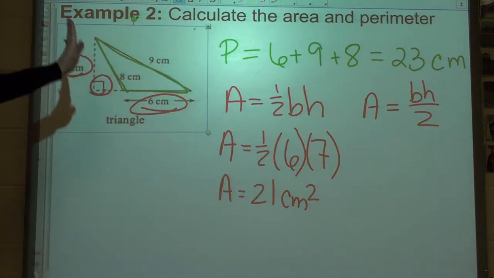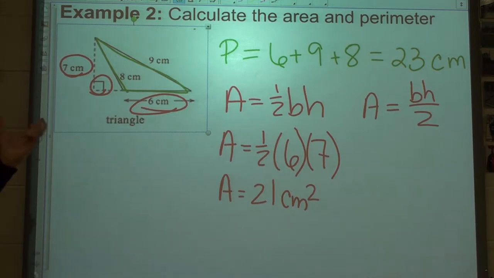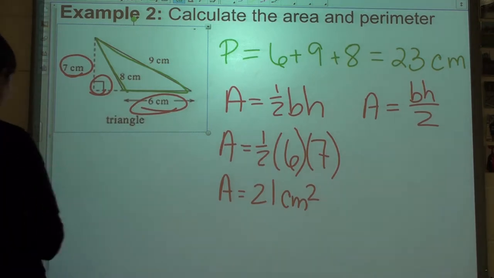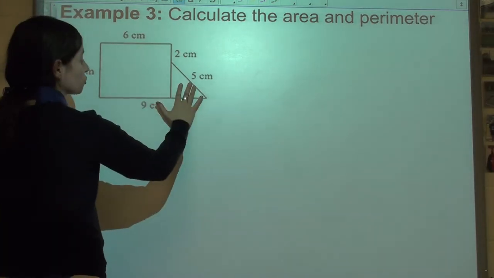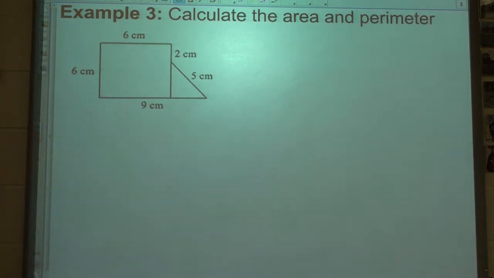So again, perimeter, adding up our sides, area, multiplying 1/2 times base times height. Now the last example for this one is when we're looking at complex shapes. Hopefully you realize this isn't a trapezoid and you can't just use the trapezoid formulas. We actually have a rectangle here and then a triangle. So we're going to have to do some manipulating in order to find the area and the perimeter.